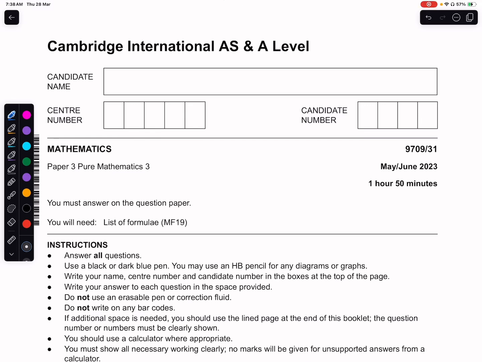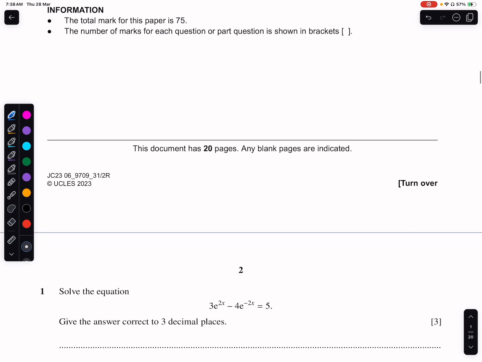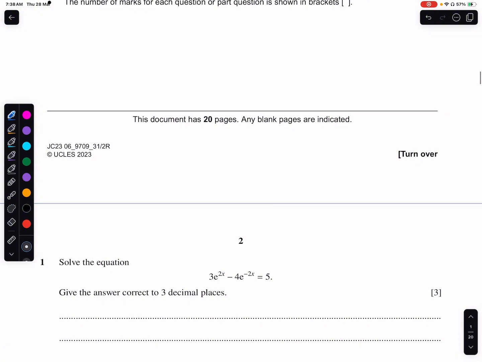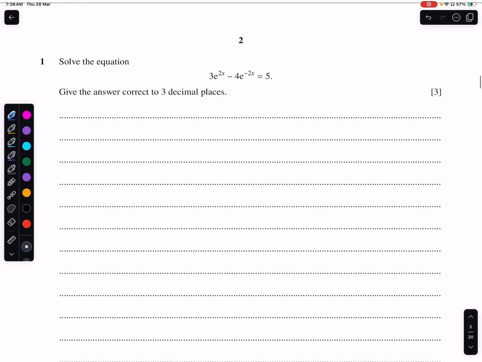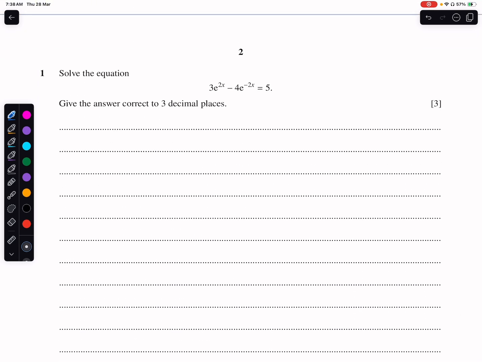Today we will start the next paper, May-June 2023, 3-1. So the first question is from logarithms. Solve the equation, give the answer correct to 3 decimal places. Okay? So there are different methods to solve this question.